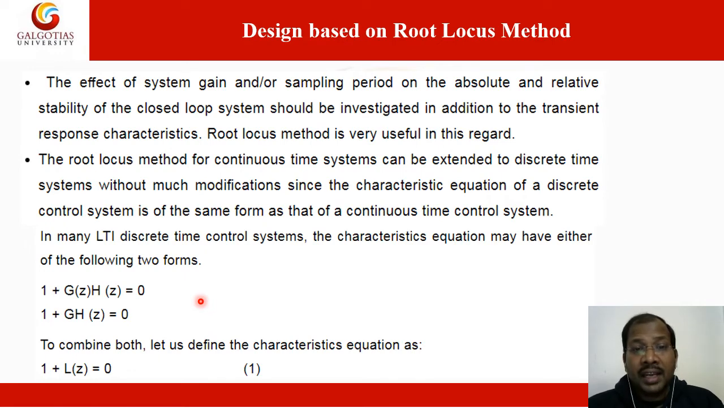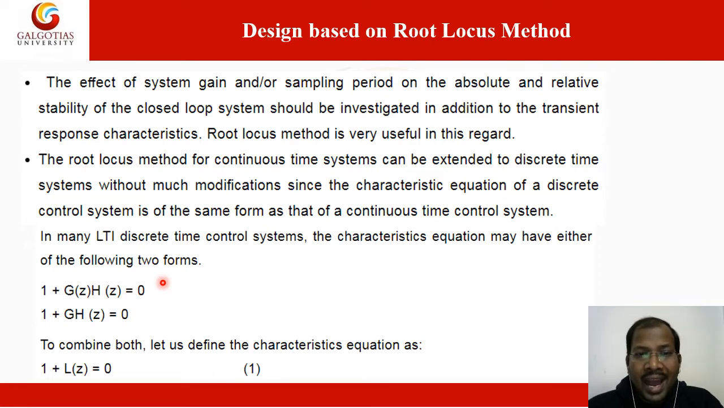Many LTI discrete control systems have a characteristic equation with either of the following terms. Some have no sampler before the plant, so we get 1 plus G(z)H(z) equals 0. This is similar to the continuous system. And if there is a sampler and a hold circuit before the plant process, we get HG H(z). You can see all the characteristic equations are the same as the continuous characteristic equation.